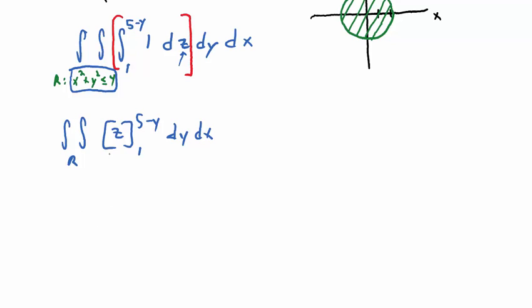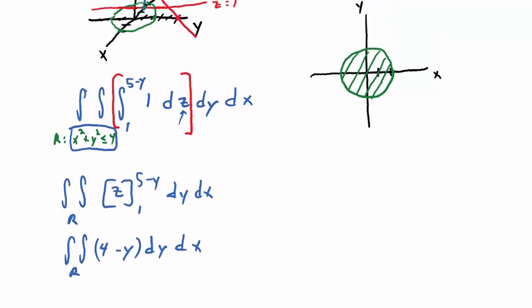Okay, so what does that become? If you plug in the upper limit of integration, you get 5 minus y. You plug in the lower, you get minus 1. So that's 4 minus y when you combine them, dy dx. Now, you'd be crazy to integrate in rectangular coordinates here over this disk.